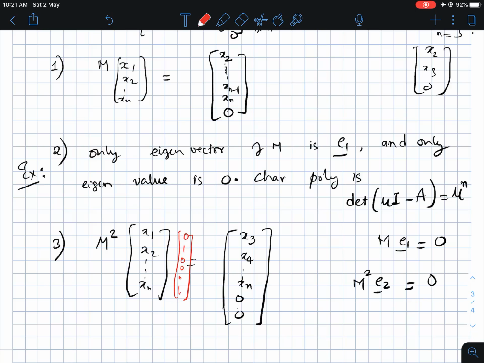Okay. So what is very interesting here is that m zeros out e1, right? This is one way to interpret it. M zeros out e1, m square zeros out e2. In fact, m square zeros out both e1 and e2.